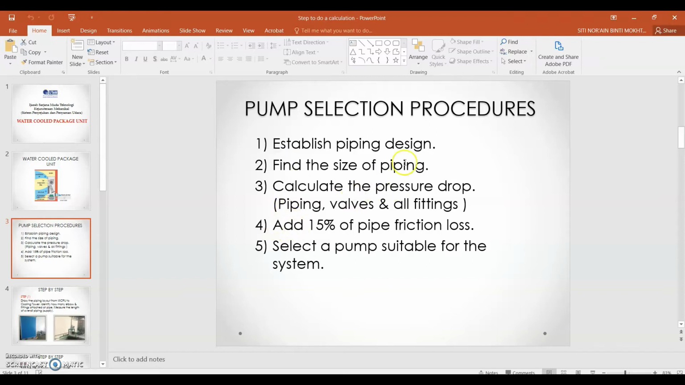After you get the pressure drop, basically we use a 15% safety factor of the friction loss, because after the system has run for some years, there will be corrosion inside the pipe. Because of corrosion, the diameter of the piping will be reduced. Due to that reason, we add an additional 15% of the friction loss. Once you know the final friction loss value, you can use the pump curve to select a pump suitable for the system.